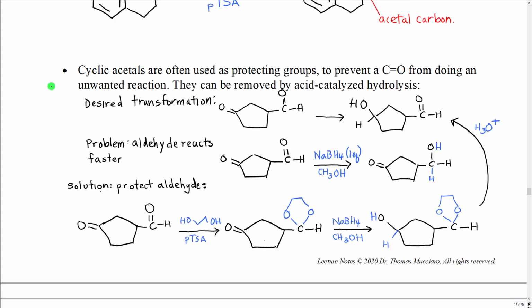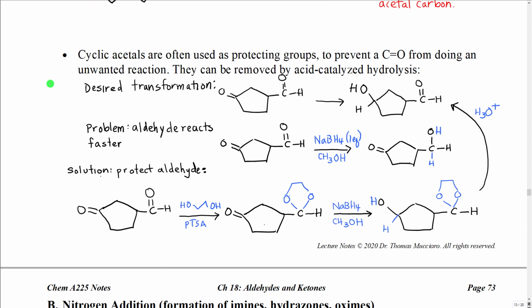Now, why would we want to do this? Well, we want to do this because cyclic acetals are often used as protecting groups to prevent a carbonyl from reacting when we don't want it to react. So a protecting group is a group that we can put on in a chemical reaction. It will change the functional group into something that's unreactive, but then later on we can remove it and regenerate the original functional group. Let me show you an example of how this might be used.